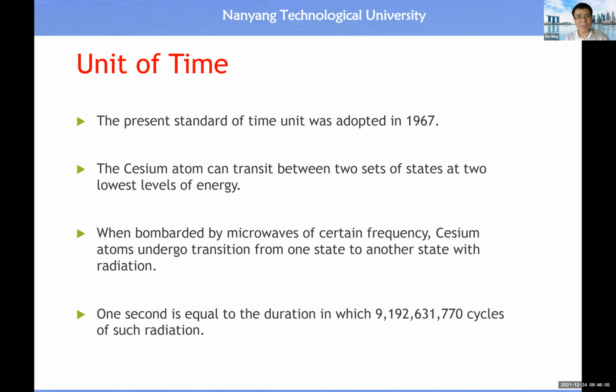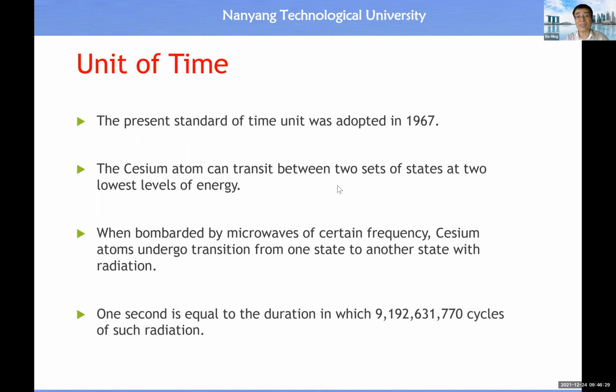Then the unit of time, so there's an international agreement. You will see that 1 second is equal to the duration in which this amount of cycles of such radiation has occurred. So we use a cesium atom to emit the radiation.